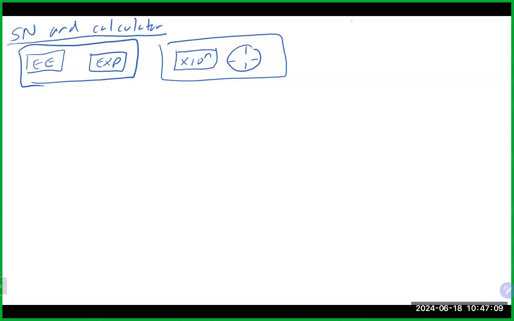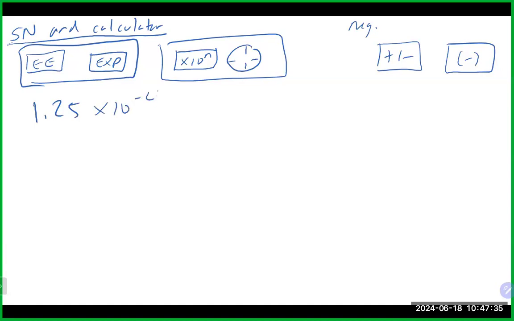Also, there is actually a negative button, if you will. On most calculators it is this button, which is not the subtract button, by the way. When you punch something into your calculator in scientific notation, you want to make sure you're punching it in correctly so that you get the right answer. So if I had something like 1.25 times 10 to the minus 4, and I wanted to properly punch that into my calculator, this is what you should do.